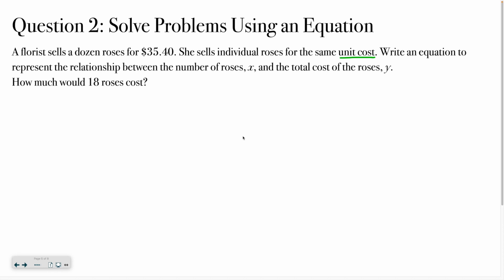Now you'll notice I underlined unit cost, and the reason I did that is because you have to figure out the unit cost with this information right here. Remember, a dozen means 12. So what you want to do is figure out how much is one rose, if I know 12 is $35.40. So find that unit cost, and that unit cost is going to be your k value. That's your constant of proportionality. So unit cost and constant of proportionality can be the same thing. Good luck.